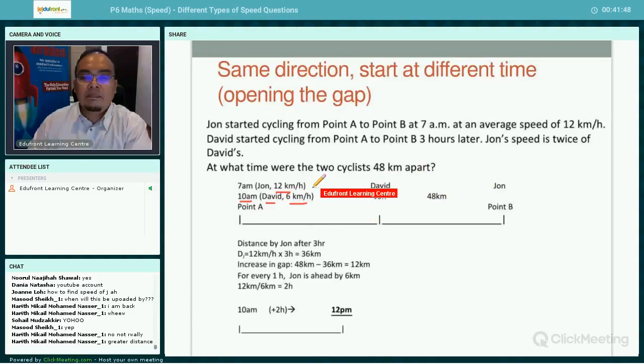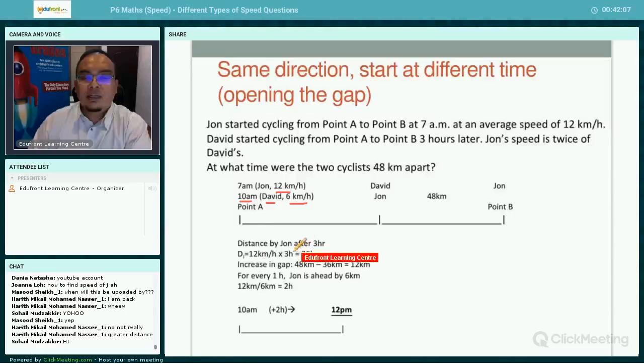Okay, so what happened is that when Don is ahead, they asked to calculate when David will be 48 kilometers apart. Okay, so let's see how it is calculated.